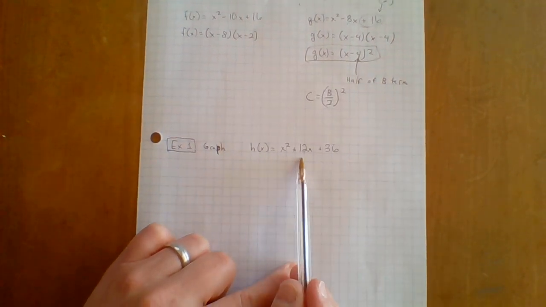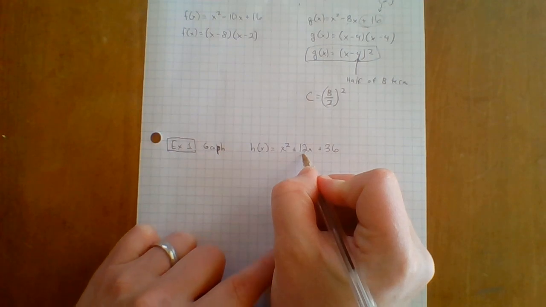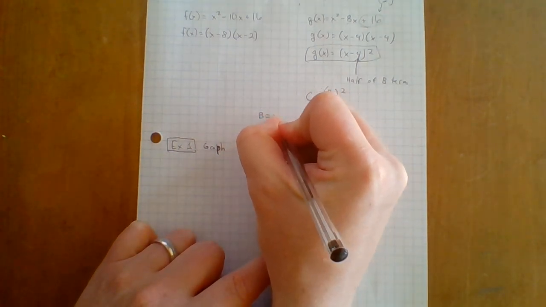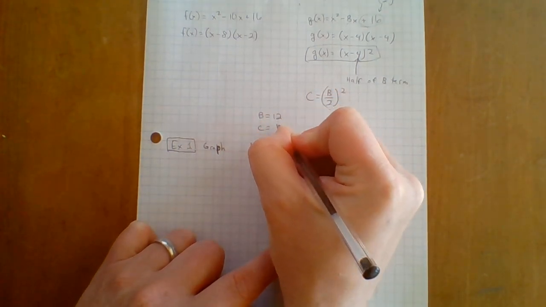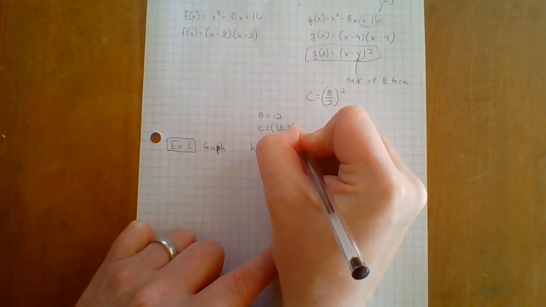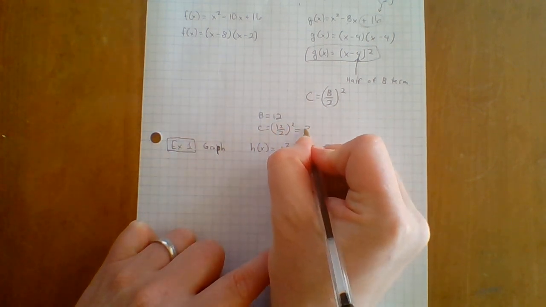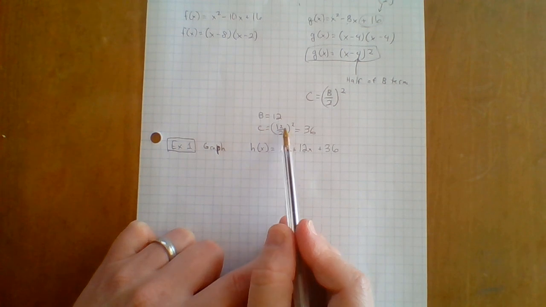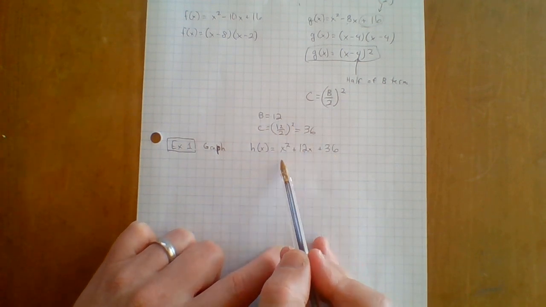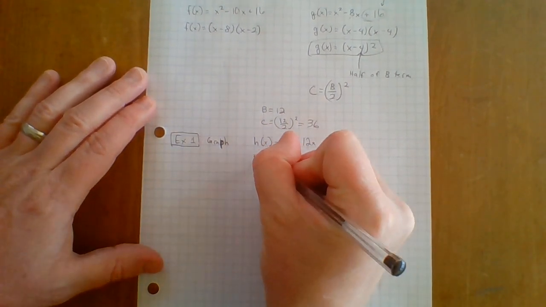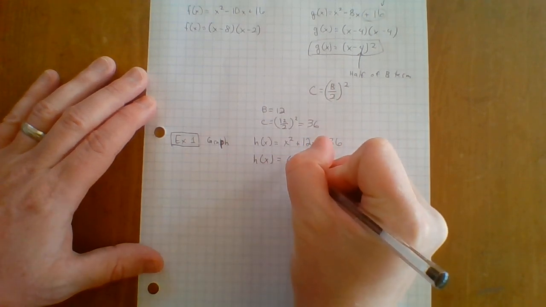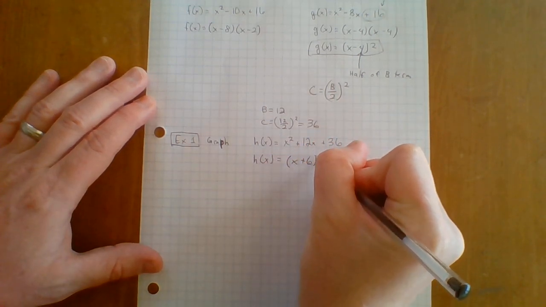So this is a perfect square, and I'm going to prove it to you because the b term is 12. And the c term is 12 divided by 2 squared. 6 squared is 36. So since half the b term squared is the c term, this has to be a perfect square. I can factor that very easily to, it's just x plus 6 squared.